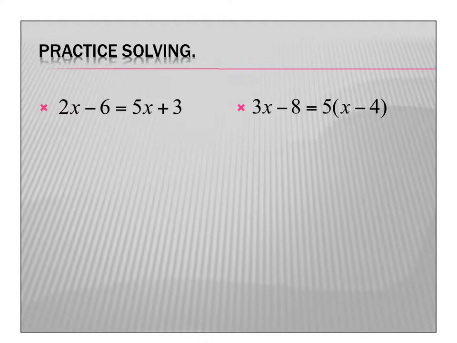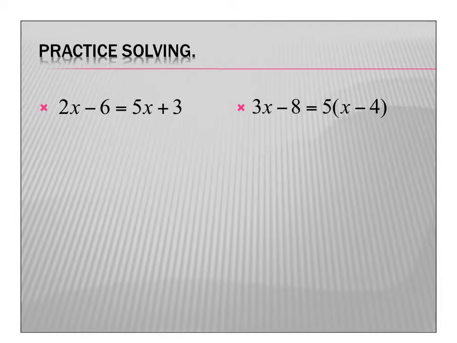Let's try this first example on the left. Remember, the first thing we want to do is see if we can combine anything on either side. Combining like terms, do anything with parentheses. Well, over here I just have 2x and negative 6. I can't do anything with those two. They aren't like terms. So I move over to the right side. I have 5x plus 3. Well, those are also not like terms.